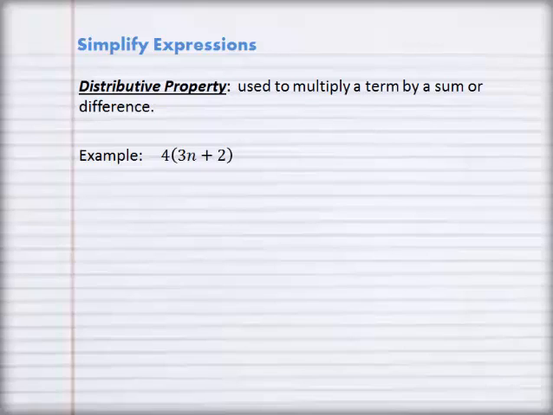Alright, let's look at something else. We're going to look at something called the distributive property because we're going to use this to simplify some expressions. If you remember back from middle school, the distributive property is used to multiply a term by a sum or difference. Here's our term that we're going to multiply by this sum. So I'm going to multiply this 4 by each of the terms inside the parentheses. I'm going to multiply 4 times 3n and get 12n, and then I'm going to multiply 4 times 2 and get 8. Now 4 times 2 is positive 8, so I'm going to put a plus there. So all I've done is simplify this by getting rid of the parentheses.